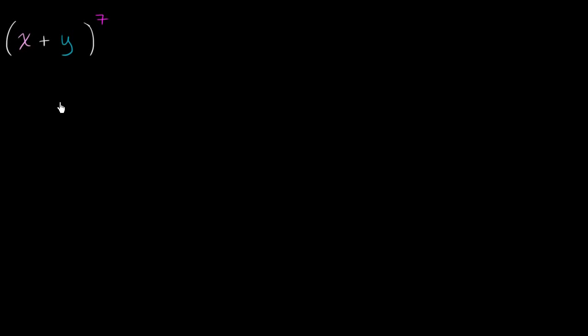So let me just create little buckets for each of the terms. So this is the bucket. These aren't the coefficients. These are just the buckets. First term, second term, third term, fourth term, fifth term, sixth term, seventh term, and 8th term.